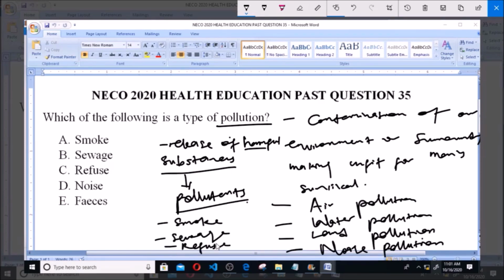land pollution. Now if you look at the options here, you see that option D, noise, is a type of pollution, but the other options here, which are smoke, sewage, refuse, and feces, are all pollutants. And like I said, pollutants are the harmful substances that cause pollution, but the type of pollution here is the noise pollution. So the answer to this question is option D, noise pollution.